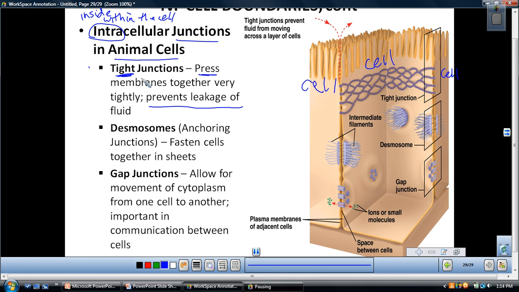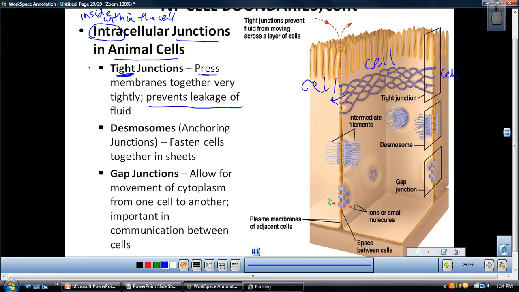So a tight junction, if you look right in here, you can see there's a little dot from one, and then a dot from another one, and same thing here, a little dot from one and a dot from another one. These are protein molecules that help to press this cell to that cell so that you don't have excess fluid leaking out of the cell, so it prevents the leakiness. This is very common in epithelial tissue.